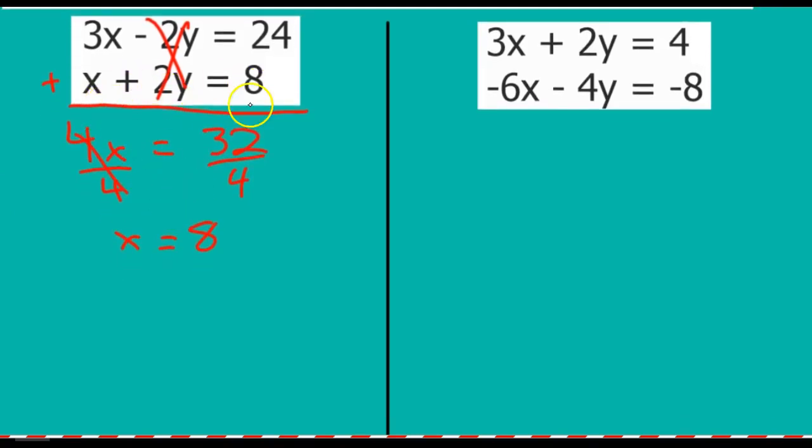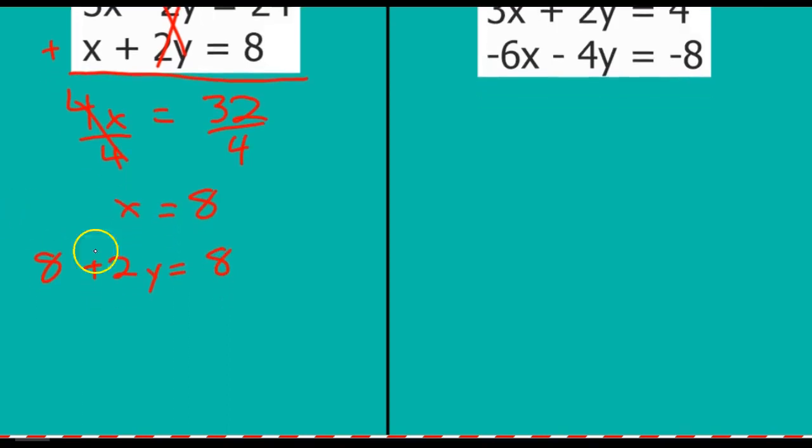Then putting that 8 into our equation, we have 8 plus 2y equals 8. We subtract the 8 then. 8 minus 8 is 0, so we get 2y equals 0. If I divide by 2, that's possible. We can divide 0 by 2. So y equals 0. Our solution is (8, 0). So this has one solution.